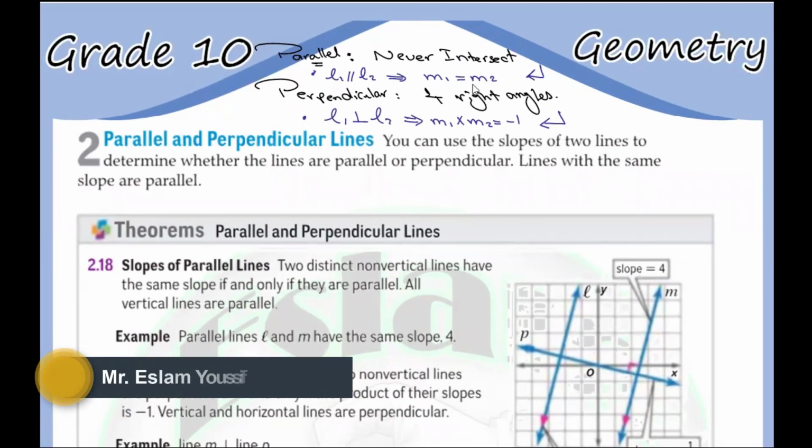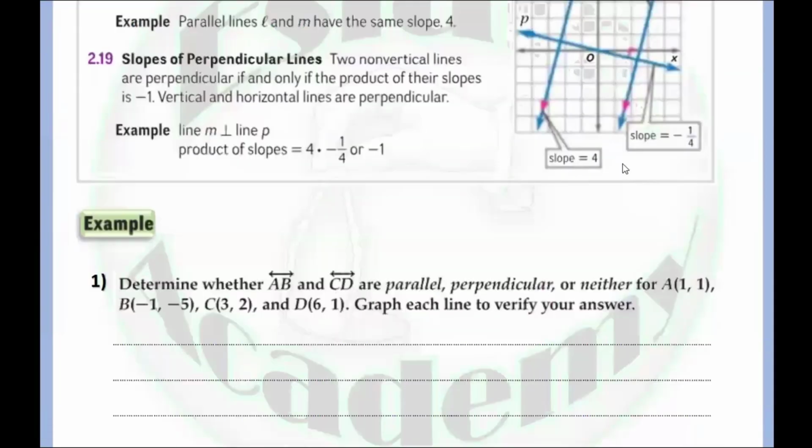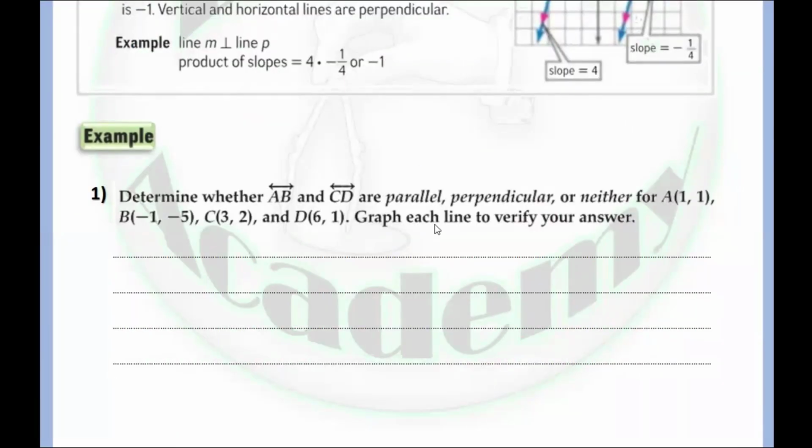We'll continue, inshallah, the relation between parallel and perpendicular lines and their slopes. If two lines are parallel, their slopes are equal. If two lines are perpendicular, the product of their slopes equals -1. That's the formula. So how are we going to find that question?